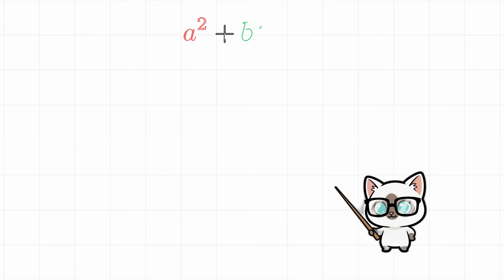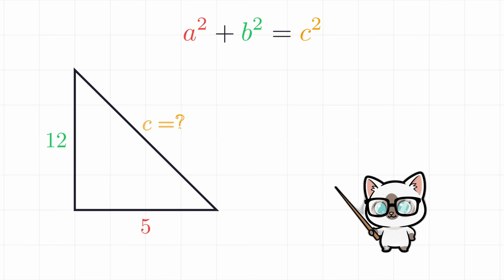To wrap things up, let's solve 2 final examples together. First, imagine a triangle with legs measuring 5 and 12. How long is the hypotenuse? We start with our formula. We substitute A with 5 and B with 12. Next, we calculate the squares. 5 squared is 25 and 12 squared is 144. Now, we add them together. 25 plus 144 equals 169. To find C, we take the square root of 169, which is exactly 13. So the hypotenuse is 13.